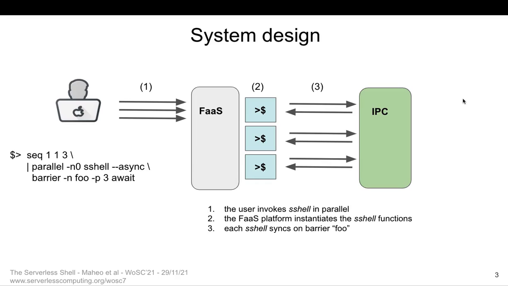In this example, let's consider the user working on his laptop who wants to perform parallel commands and perform synchronization on the barrier named foo. So he wants to run 3 shell commands. On the first step, he will contact the FaaS platform and send his command to the platform. On the second step, the platform instantiates 3 shell functions. On the third step, each instance will synchronize on the barrier foo by interacting with the inter-process communication layer implementation.